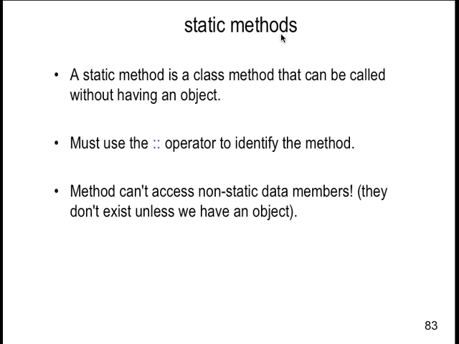So we have a concept called static, and class methods and instance methods, class data members and instance data members. I'm going to talk a little bit more about that in concept in a few minutes. But as a static method, what we're doing is we're making a class method, and we implement it by a static method. A static method is a class method that can be called without having an object created of that.